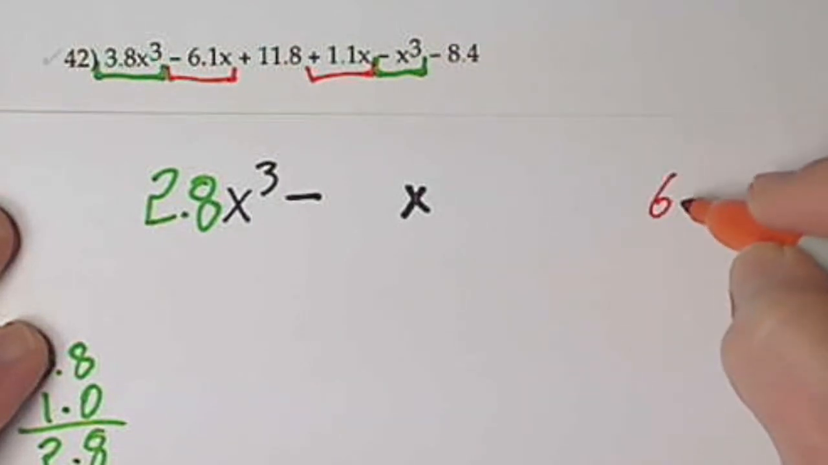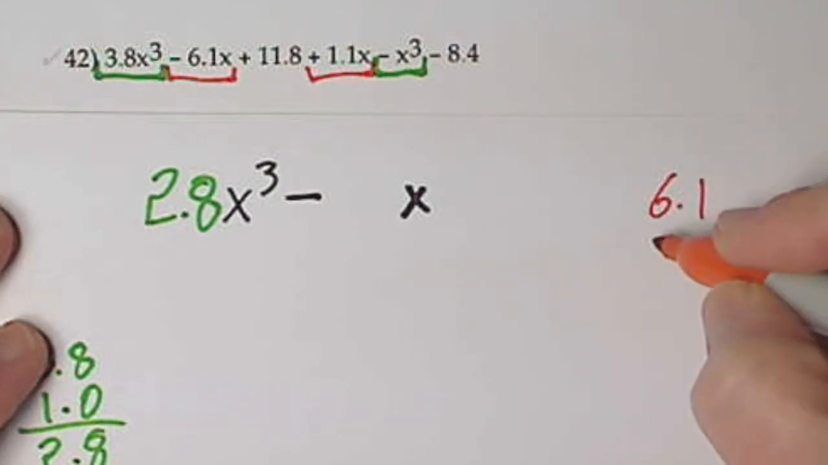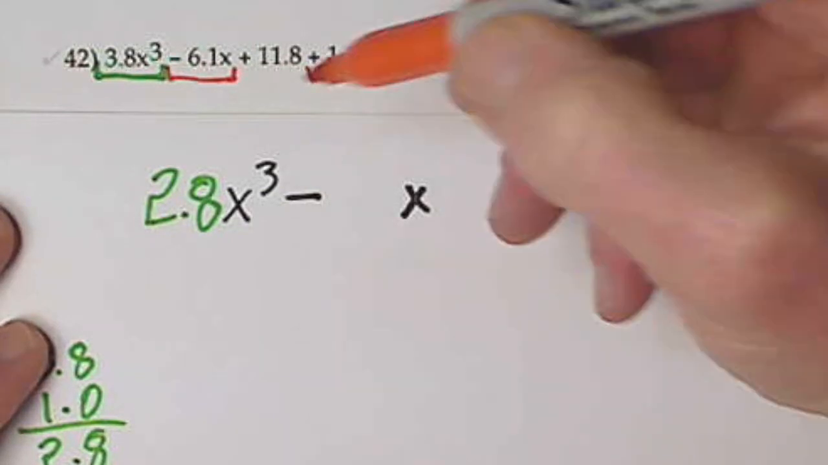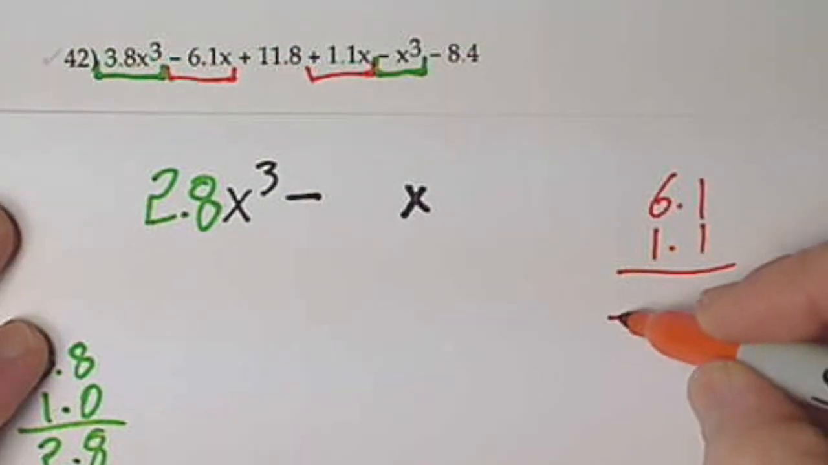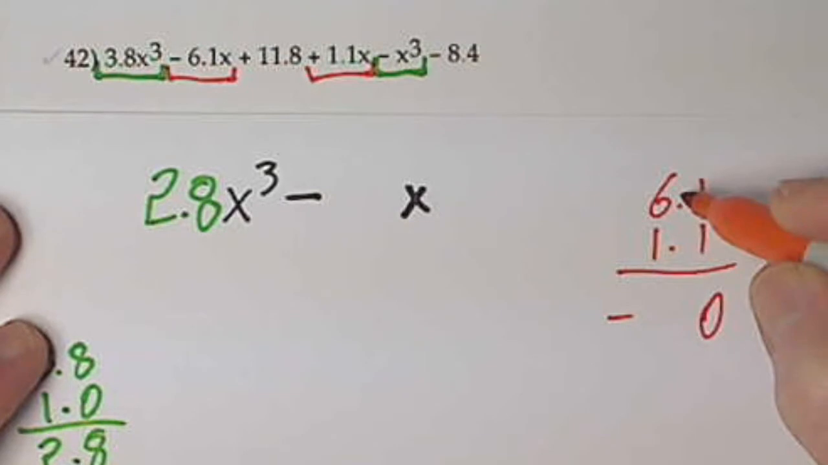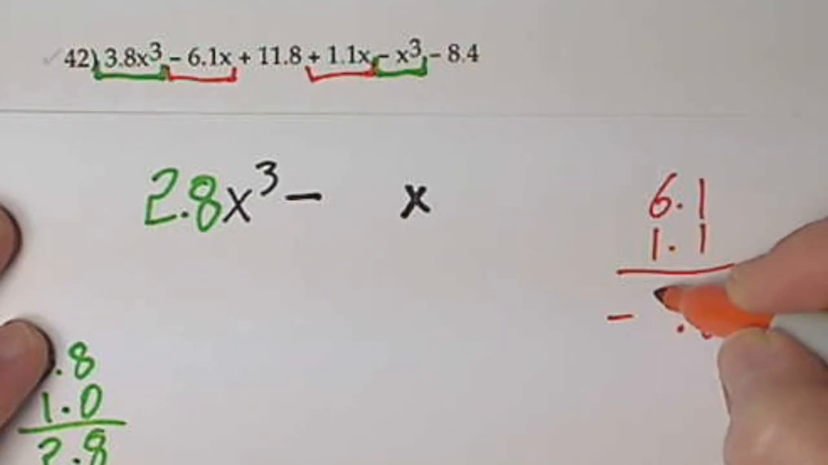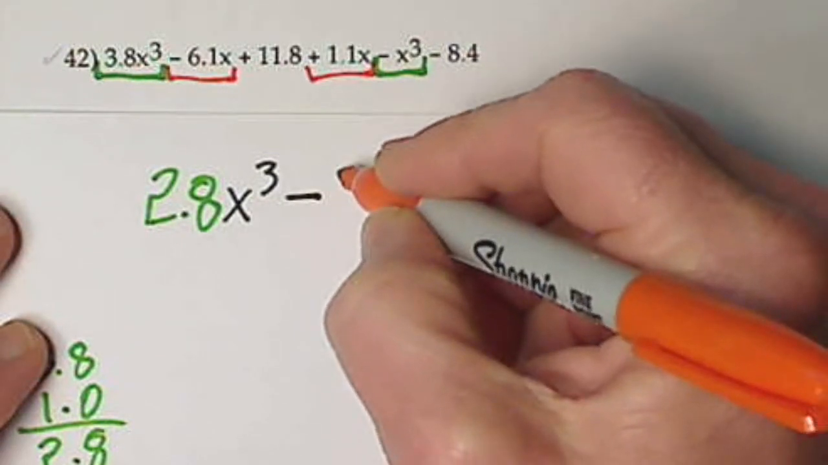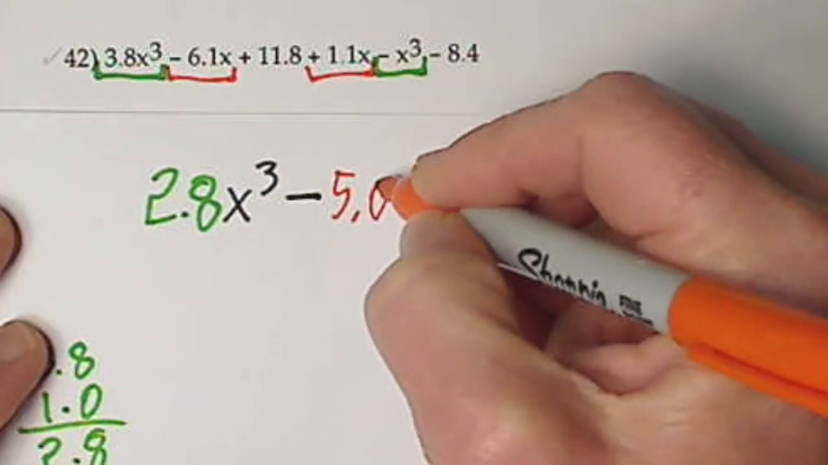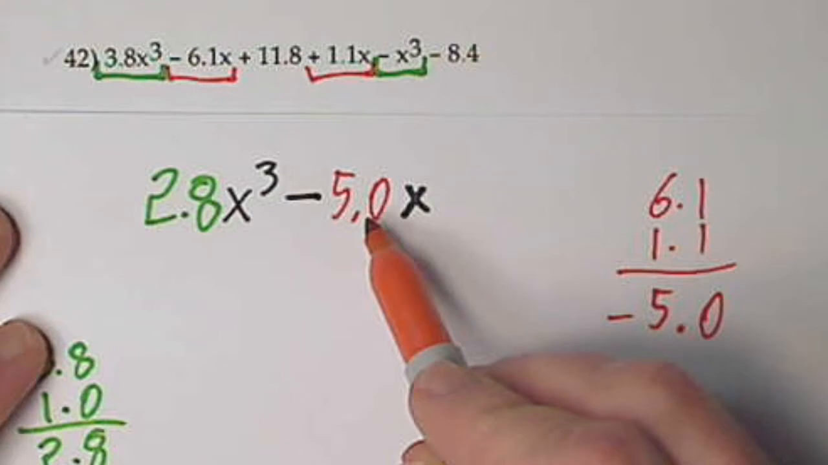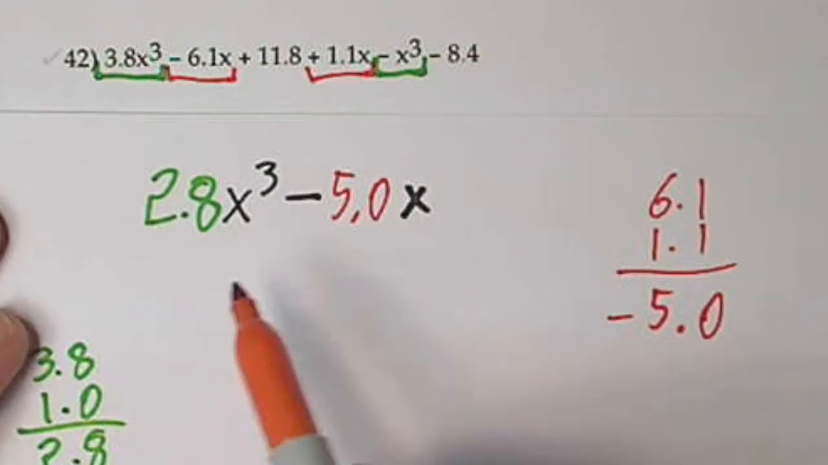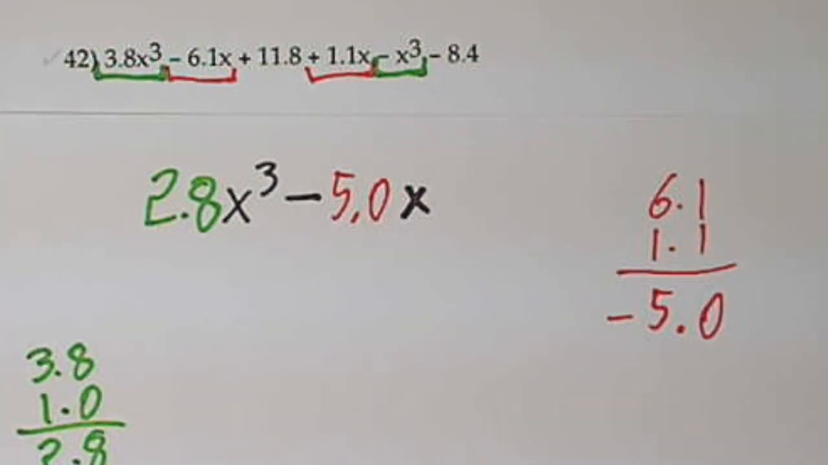I have 6.1 and 1.1. This one's negative, so my answer is going to be negative. I'm subtracting because the signs are different. 5.0. Obviously, you could just call this a negative 5, but since we're in decimals, I'll stay in decimals.